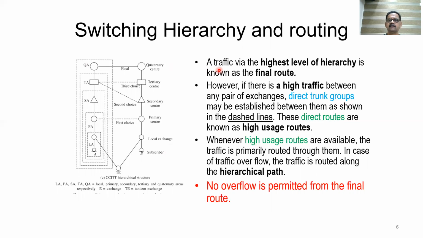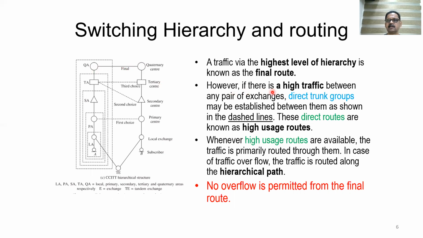Traffic via the highest level of hierarchy is known as the final route. Via this route, if A follows this path, reaches up to the quaternary center or quaternary area, and is connected to the other side, the B side quaternary area, this is known as the final route. This is the ultimate route through which, at any cost, the connection between A and B should be completed.